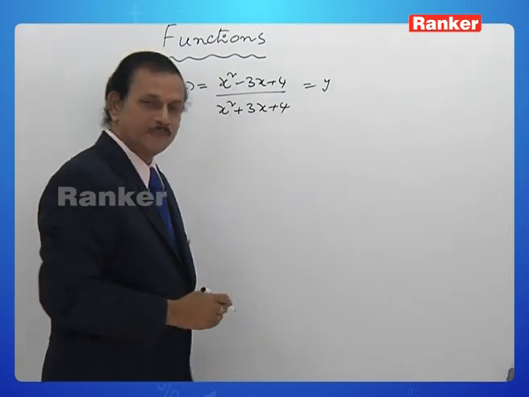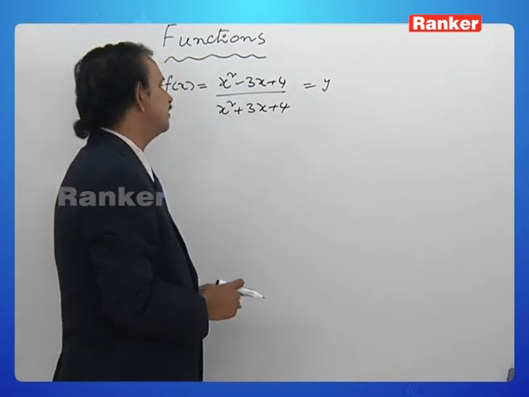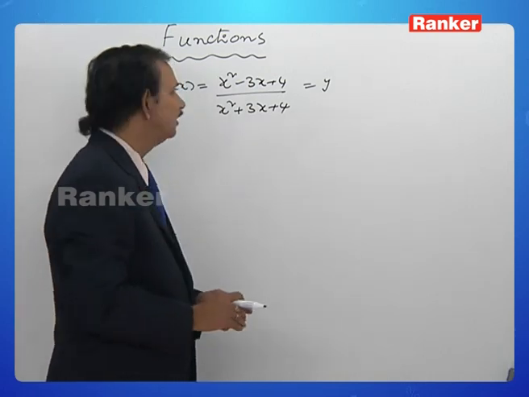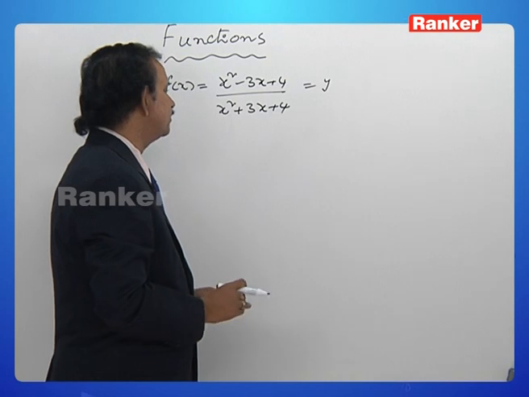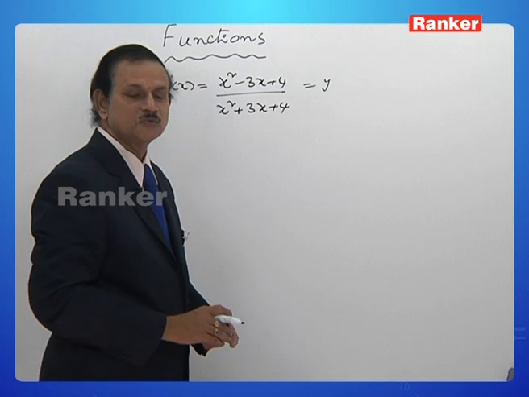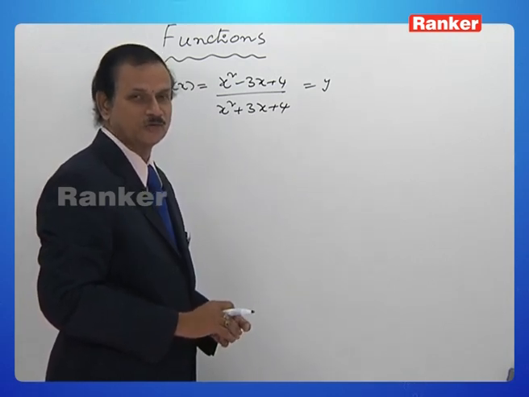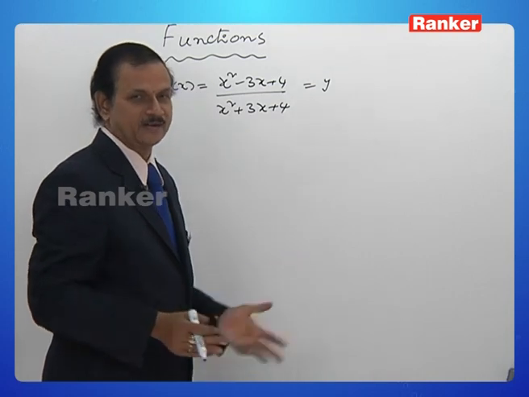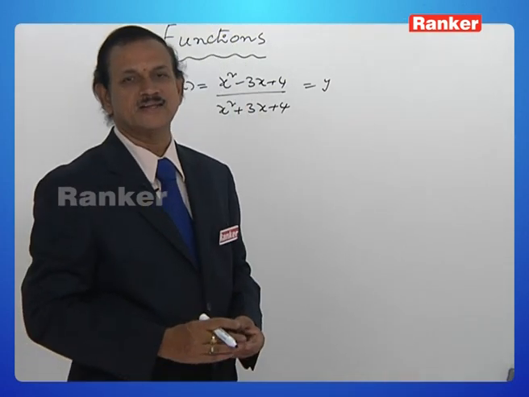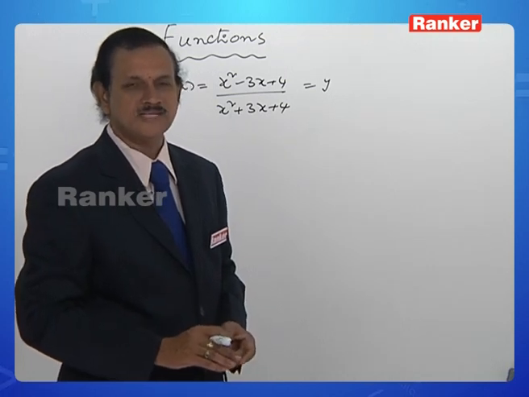Actually speaking, the procedure that everybody knows is by cross multiplying this, we shall be having x square y plus 3xy plus 4y is equal to x square minus 3x plus 4, and y minus 1 into x square plus 3y plus 3 into x plus 4y minus 4 is equal to 0. It is quadratic in x, hence as x is real, the discriminant must be greater than or equal to 0. Thereby we will be getting a quadratic inequality in terms of y, and solving that y we shall get the range of f of x. It is somehow time taking.